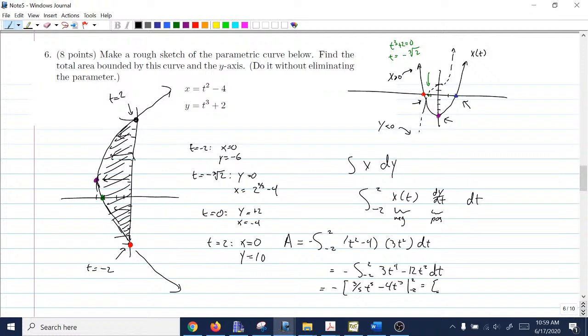I'll plug in negative 2 first to deal with the minus sign. Negative 2 to the 5th is negative 32 times 3 is negative 96 over 5. Plug in negative 2, I get negative 2 cubed is negative 8 times 4 is negative 32. I'm subtracting a negative 32.